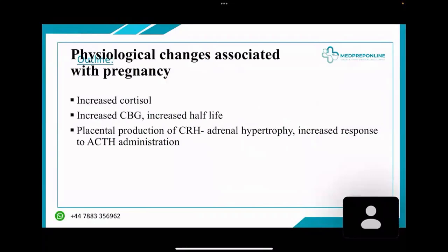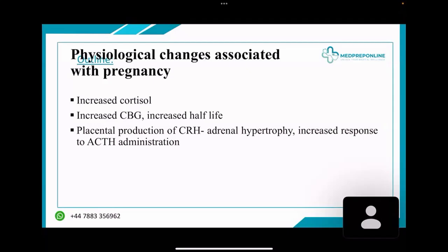Now, what are the physiological changes seen in pregnancy? As we know, pregnancy is a condition of stress, correct? So to deal with all of the stress and changes occurring in the body, there is an increased secretion of cortisol. There's also an increase in all the proteins. Along with that, there is an increase in cortisol binding globulin that makes the half-life longer. So there is increased effect of steroid hormones in the body during pregnancy.